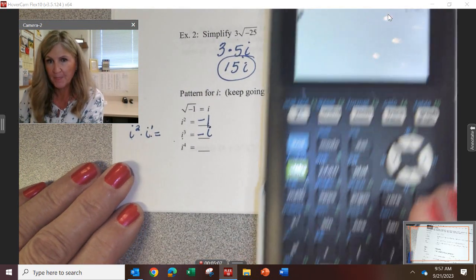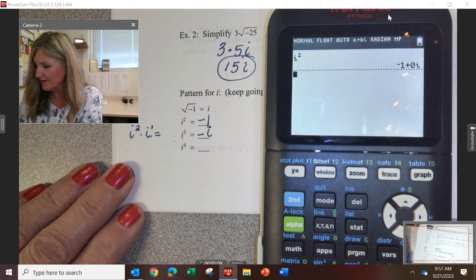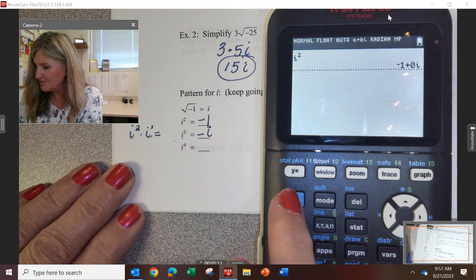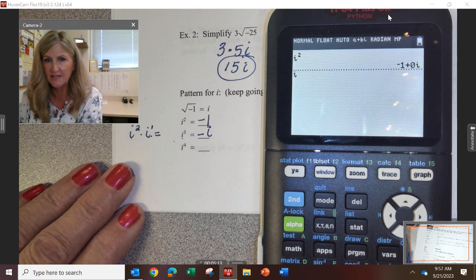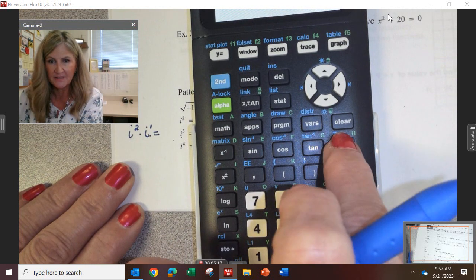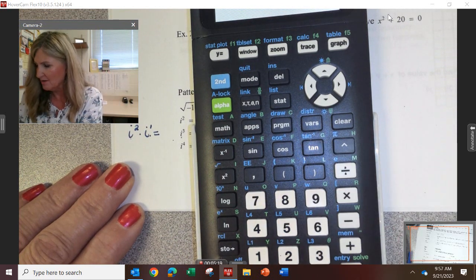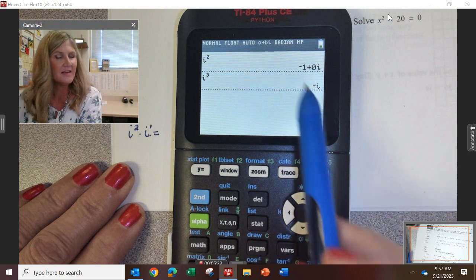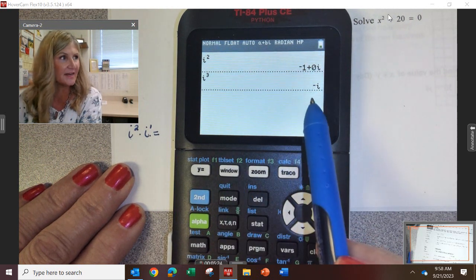Negative i. Do it on your calculator. I'm going to do second decimal point to get to the i, and then I'm going to use this to raise it to the third power. Enter, and it tells me that i to the third is negative i.